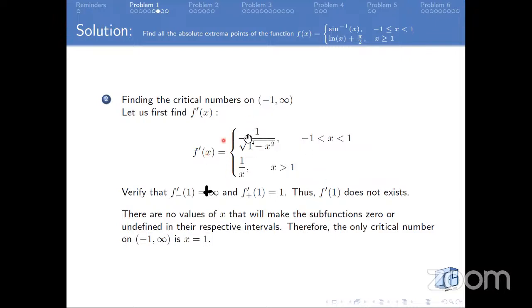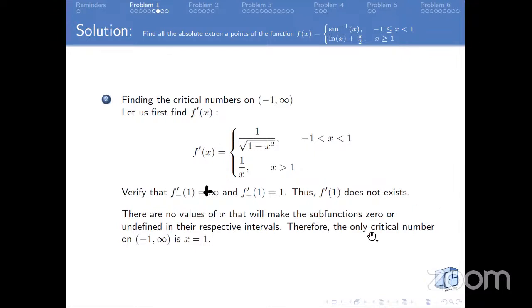So, tatandaan nyo lang na wala siyang value ng x na maging 0 to. Same here. Ang magiging critical number lang natin ay x equal to 1, kasi nagkakaroon doon ng discontinuity sa f prime of x, kaya yun yung magiging critical number natin.